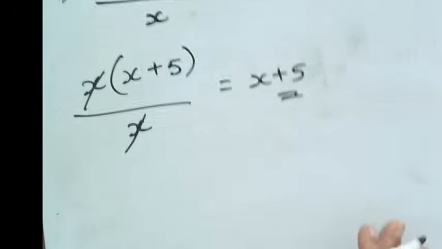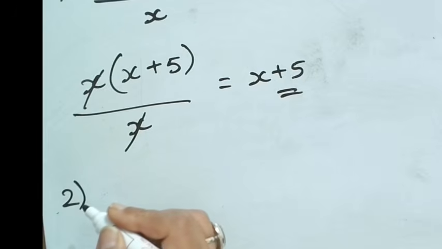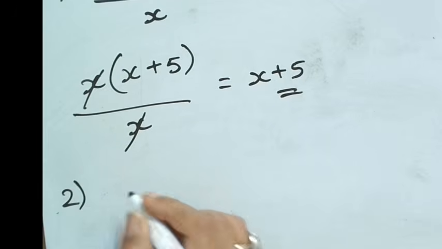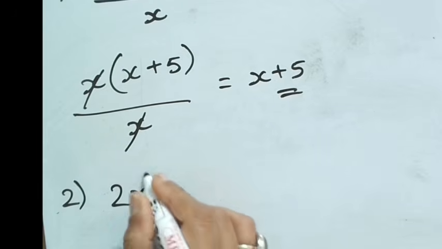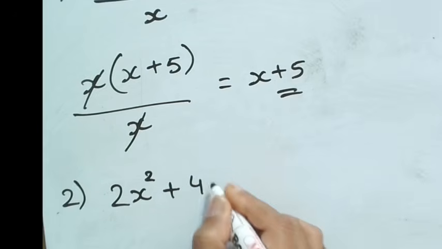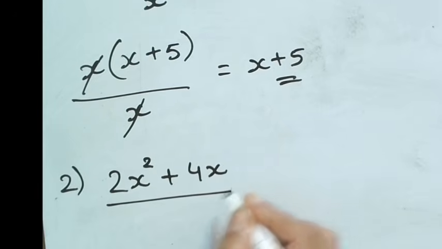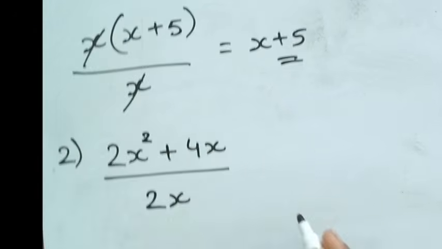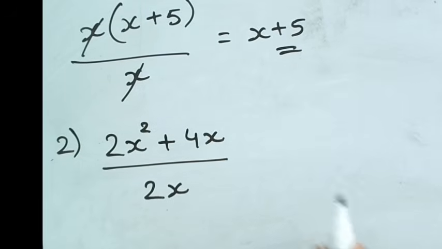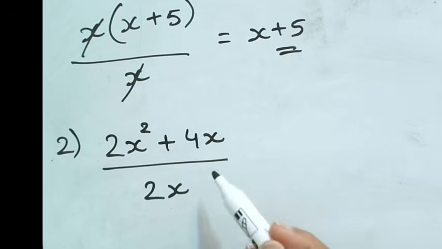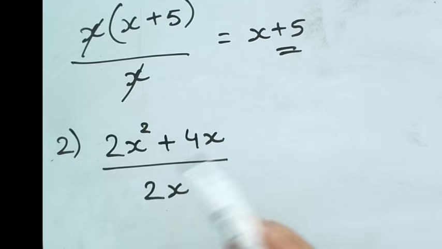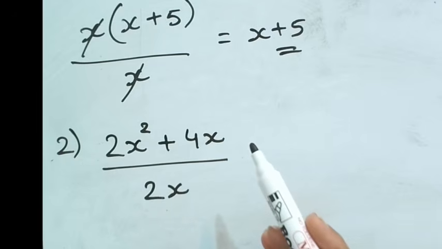Let's try the second one. Let us see one more example. Now if they give you 2x square plus 4x divide by 2x. Okay, so the process is the same. First you need to factorize the top, and you need to find what common they have.